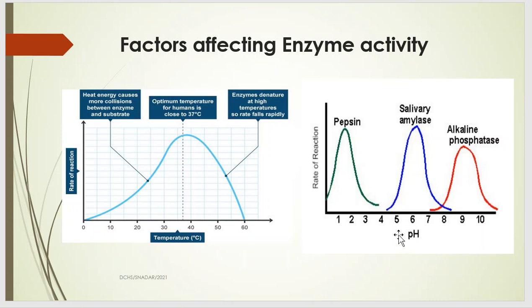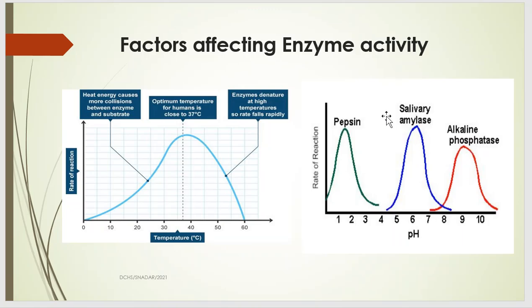In the same way, if you look at the pH scale, 7 is neutral, less than 7 is acidic, and greater than 7 is basic. So if you look at the graph here, there are three enzymes you can see: pepsin, salivary amylase, and alkaline phosphatase.